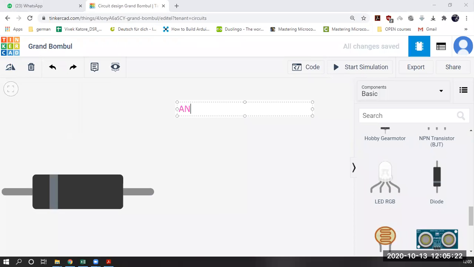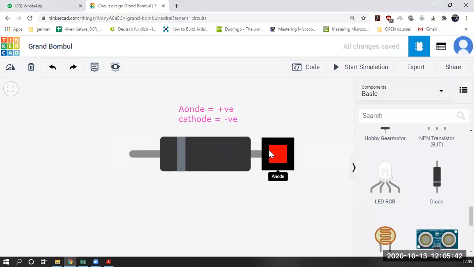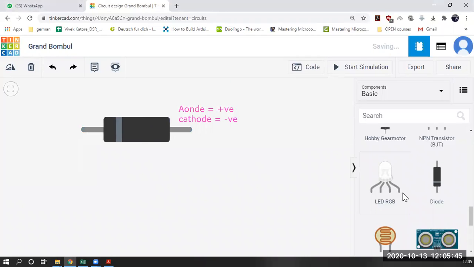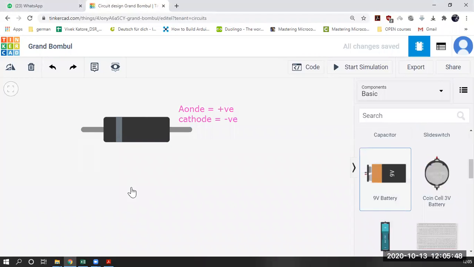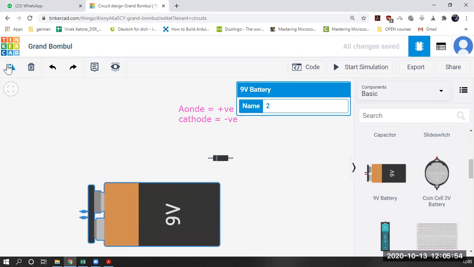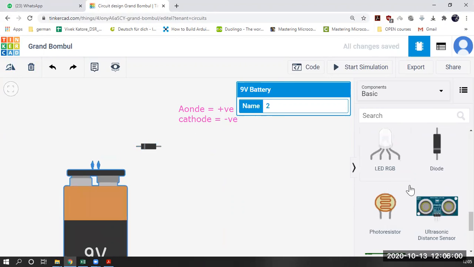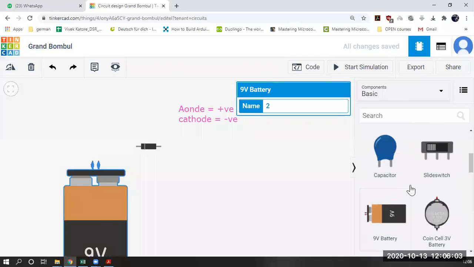Anode is positive and cathode is negative, right? If I try to show you here, you can see this is the cathode and this terminal is the anode. We had seen a little experiment that if we connect the cathode and anode properly, then only the current will flow, otherwise the current will not flow.